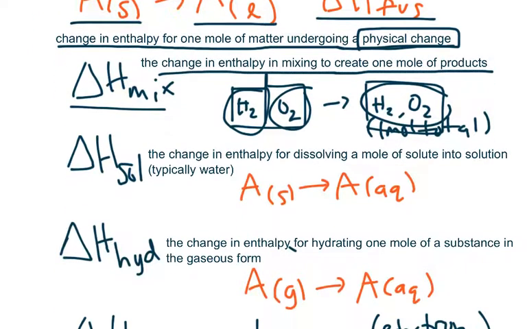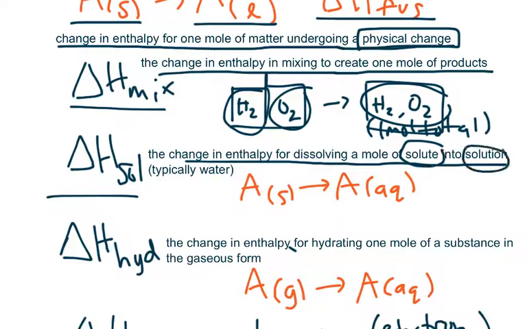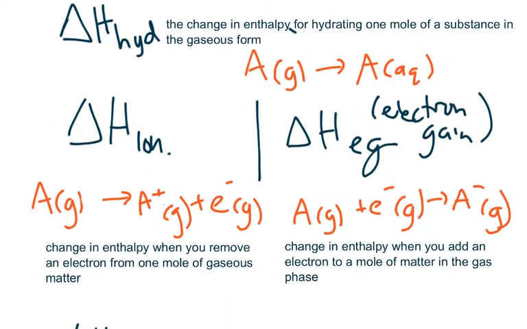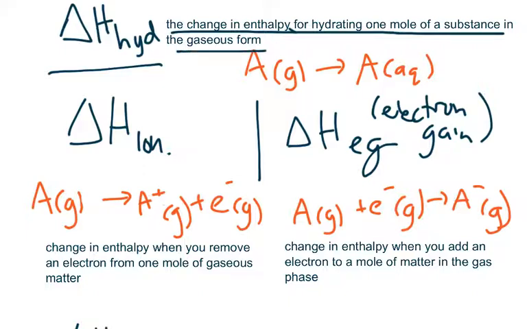So the next thing I want to talk about is the delta H of solution. This is the change in enthalpy for dissolving a mole of solute into solution, which is typically water, the universal solvent. So in this example, 1 mole of substance A is dissolved into water to create 1 mole of aqueous substance. And the delta H of hydration is a change in enthalpy for hydrating 1 mole of a substance in the gaseous form.